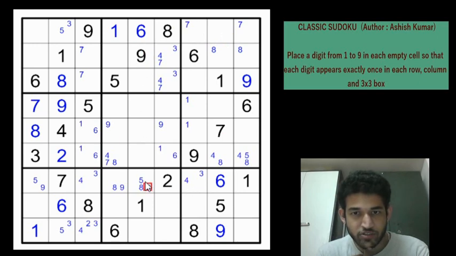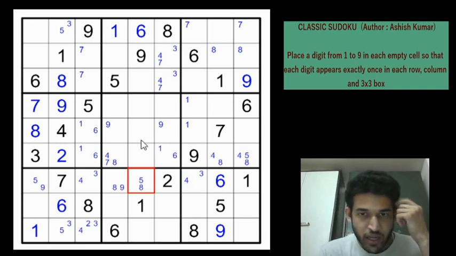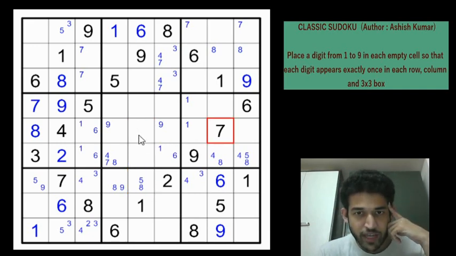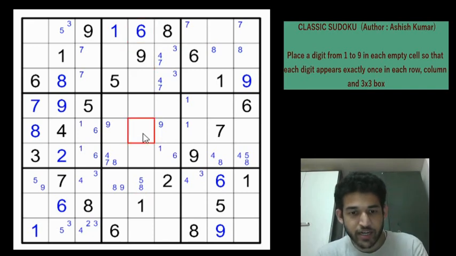You have a 9 here, right? So you can eliminate the 9 from this cell. This is not a 9. And if you look at the center cell, we have 4, 7, 8, 1, 6, 9 not possible. So it can contain only 2, 3 or 5, right? It cannot contain anything else. It will be 2, 3 or 5.